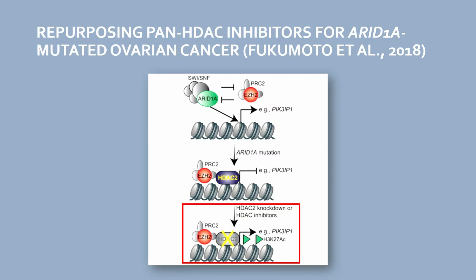However, HDAC2 inhibition can reactivate the expression of these tumour suppressor genes and their activity in promoting cell death and inhibiting cell growth, leading to enhanced growth suppression in ARID1A mutated ovarian cancer cells.